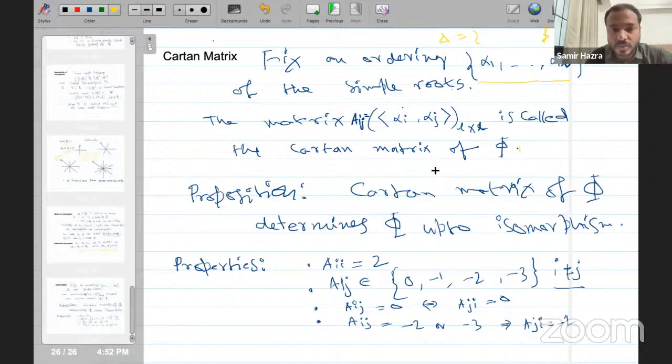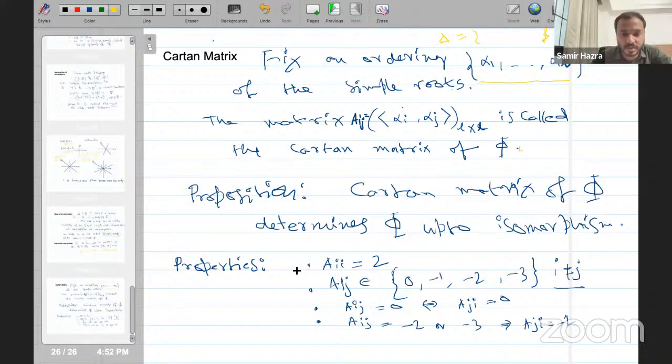Why the Cartan matrix is important is because of this proposition. The Cartan matrix of a root system determines phi, the root system, up to isomorphism. So if you see that two Cartan matrices are the same, with corresponding entries given by alpha i, alpha j and beta i, beta j being the same, they necessarily come from the same root system. Their root systems are isomorphic.